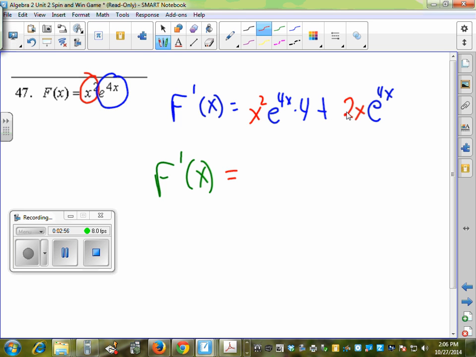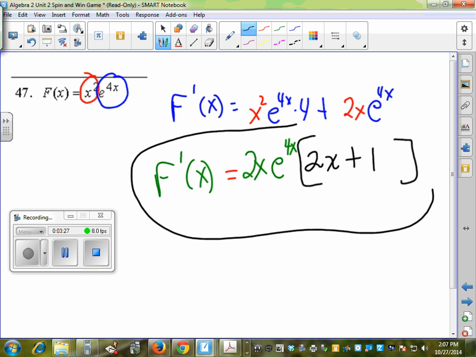So we have an x in common and e to the 4x in common. So we'll bring that out to the front. There's a 4, there's a 2. We've also got a 2 in common. So 2 times what would give us 4? That would be a 2. X times what is x squared? We need an x. Here we've already got everything we have there, so we just need a 1. That would be our answer.